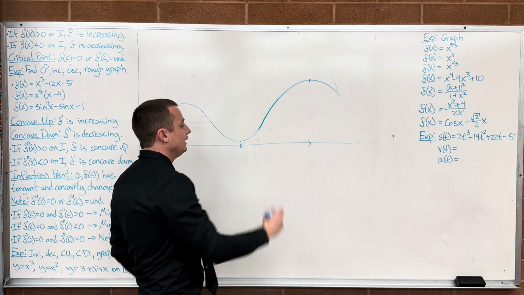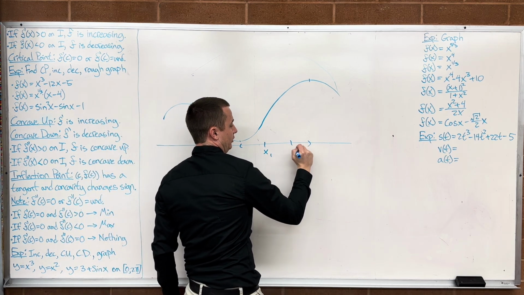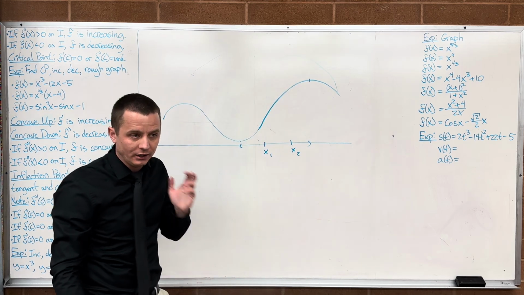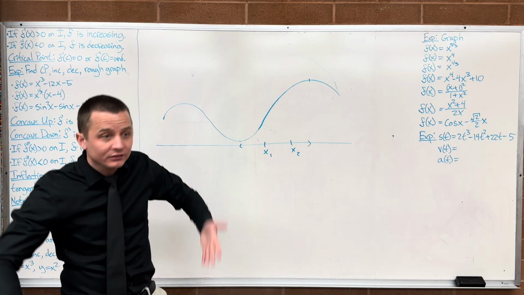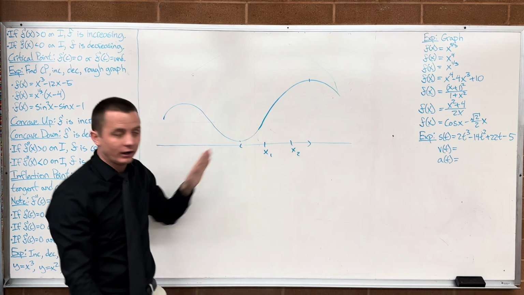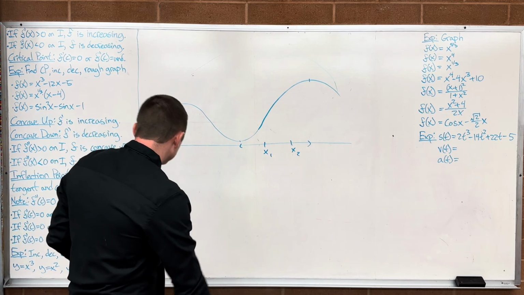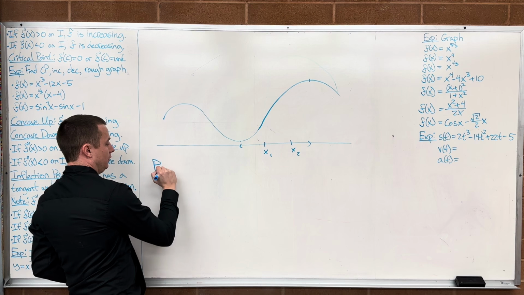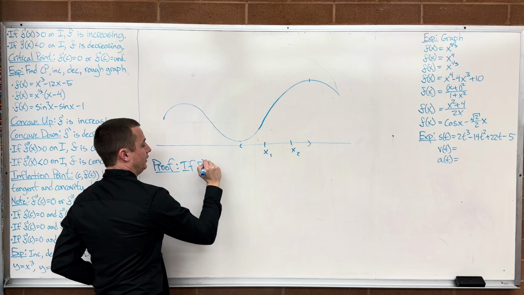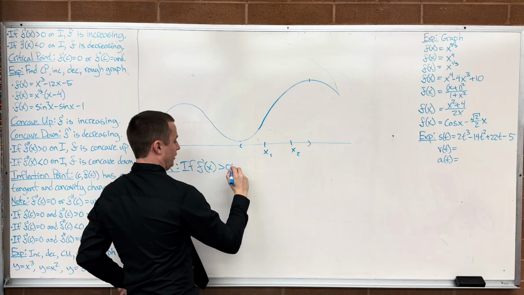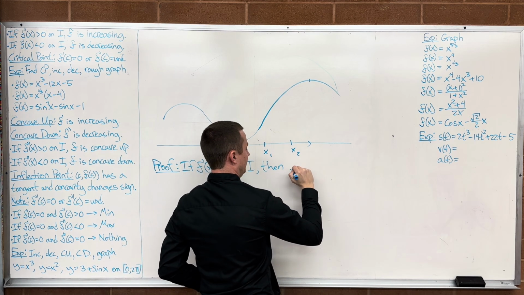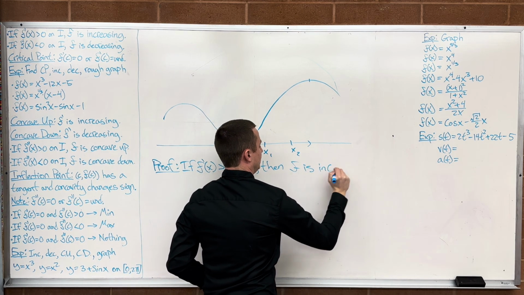What does it mean to be increasing? It means that if I pick any 2 points, call it x1 and x2, then the height of x2 is higher than the height of x1 if x2 was to the right of x1. That's what it means to be increasing. If I go over further, I'm up higher. And the more left I go, the lower I am. So, we'll scribble out this proof really quick. Proof: if the derivative of our function is greater than 0 on I, then f is increasing.